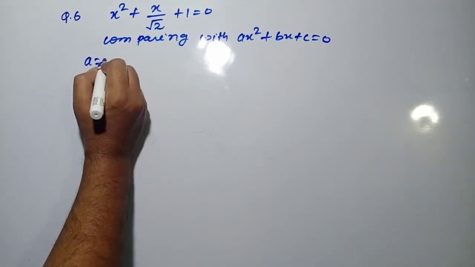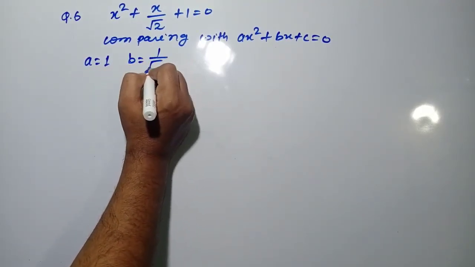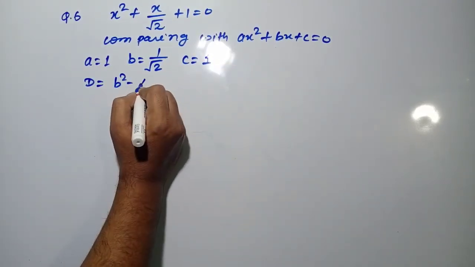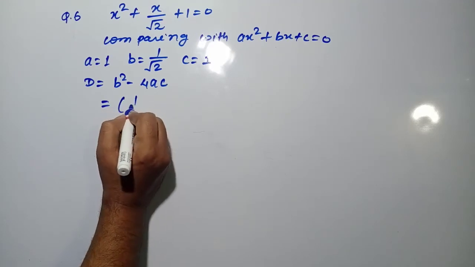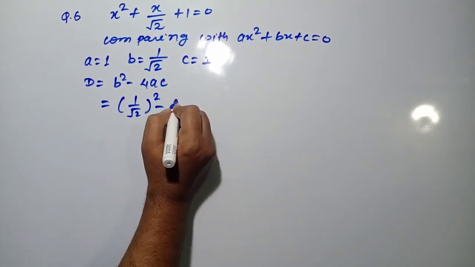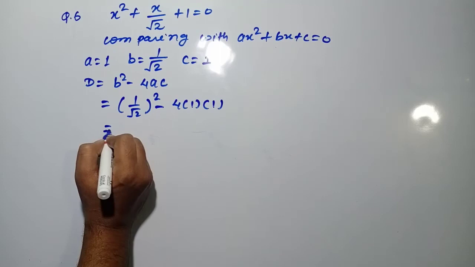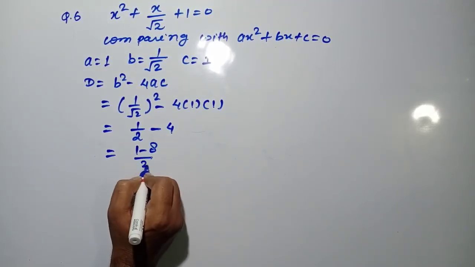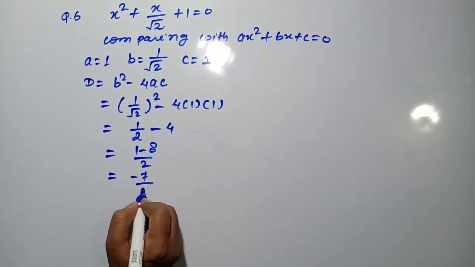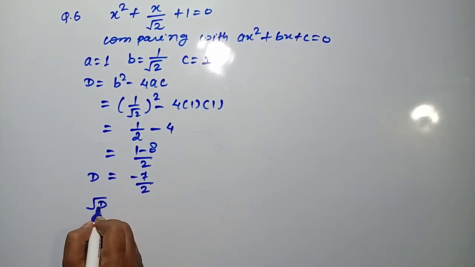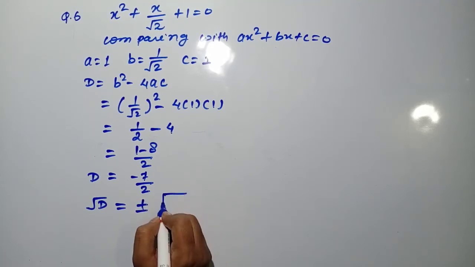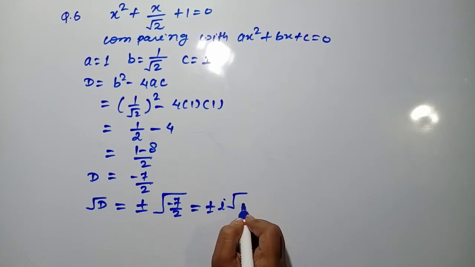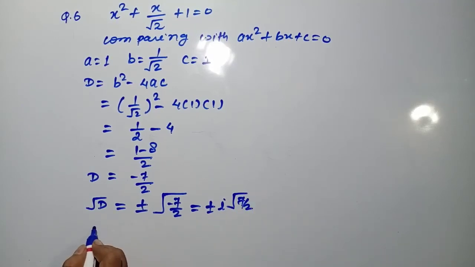So the value of a is 1, b is 1 upon root 2, c is 1. So D is equal to b square minus 4ac. So 1 upon root 2 whole square, minus 4 into 1 into 1. 1 upon 2 minus 4, so we are getting 1 minus 8 divided by 2, so minus 7 divided by 2. This is D. So root D is equal to plus minus root 7 divided by 2 is equal to plus minus iota root 7 upon 2.